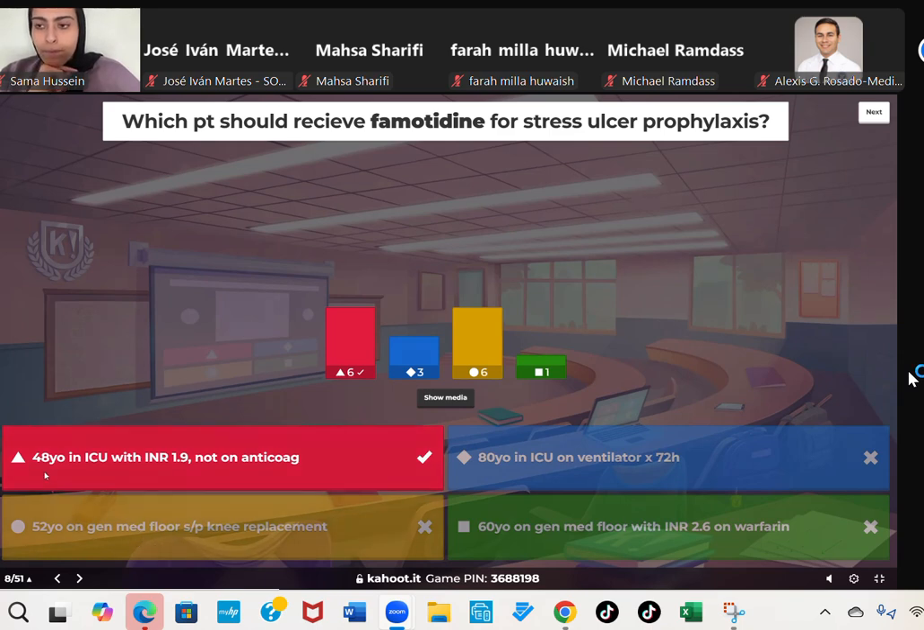All right, so that leaves us with the 48-year-old in the ICU. The INR is 1.9. It's greater than that 1.5 threshold that we talked about earlier, and they're not on anti-coag. So the reason that their INR is elevated is because their liver is going kaput because they're critically ill.